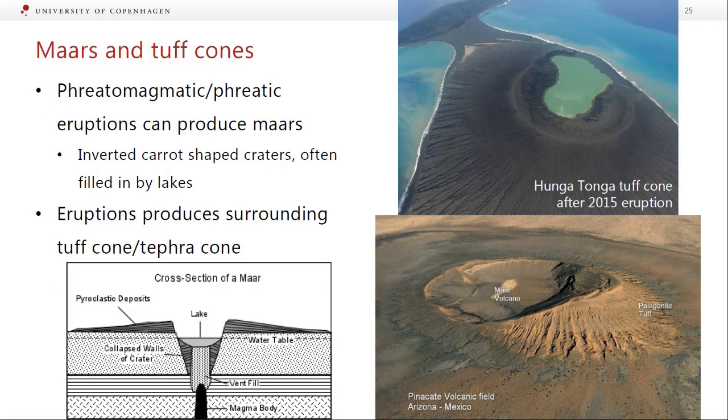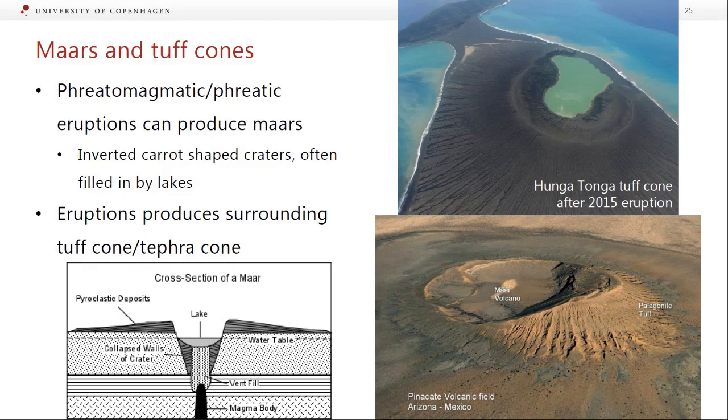Okay, I think this is the last landform we're going to look at, and these are maars and tuff cones. Phreatomagmatic or phreatic eruptions can produce maars. They're basically, imagine an inverted carrot going down into the crust, and they often end up filled in by lakes. This happens because of that process of phreatomagmatic eruption, where we have magma coming up, it hits the groundwater, it explodes, and it basically blows a hole downwards.